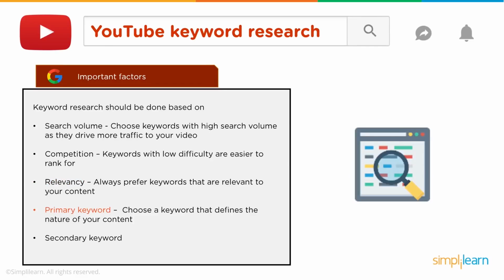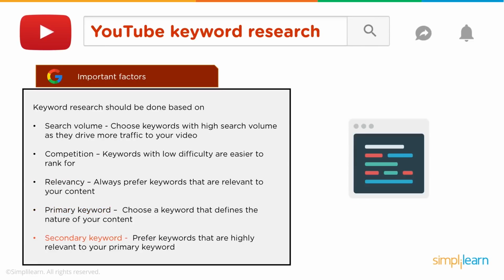And so the whole idea is we want to choose a keyword that defines the nature of the content. And then what we want to do is support that with secondary keywords. So we want keywords that are highly relevant to the primary keyword. So that's the way to go about aligning your keywords. You want keywords that are high volume, low competition, are relevant, and you want to choose that one keyword that is really what the content's about, and then those secondary keywords that support the primary.